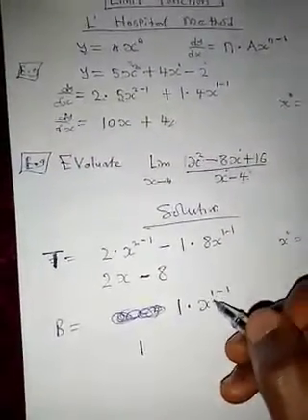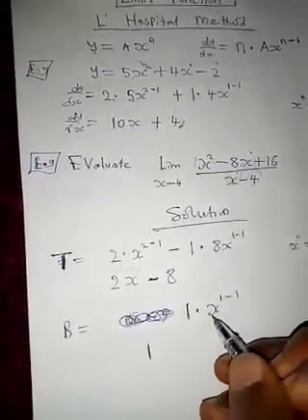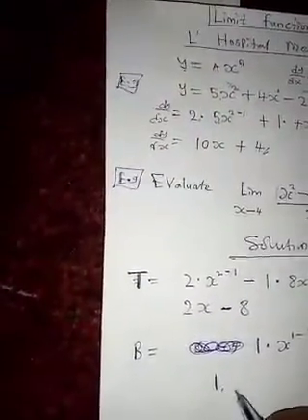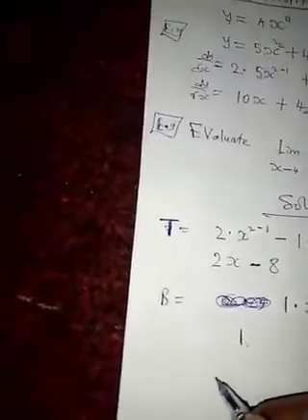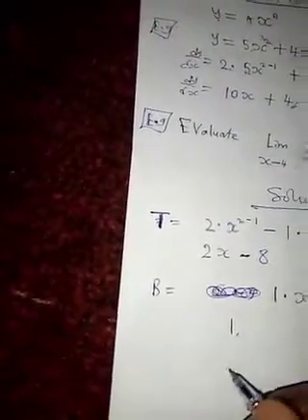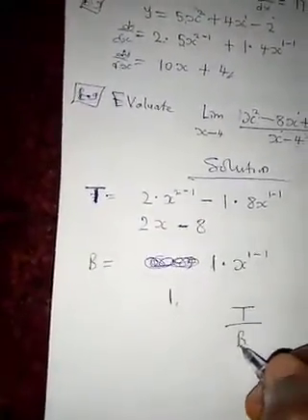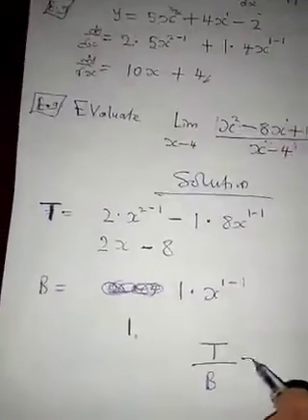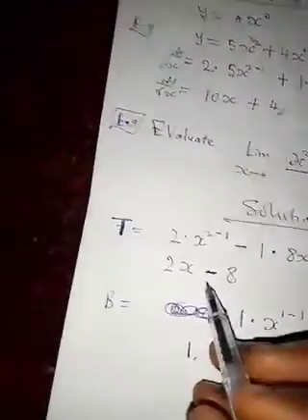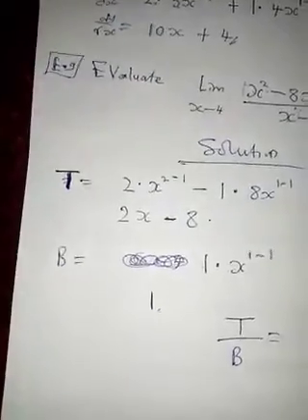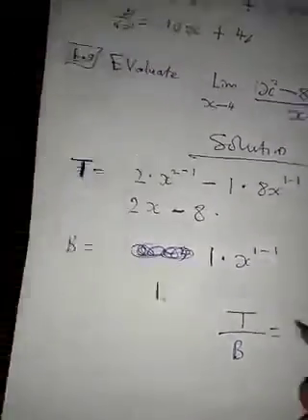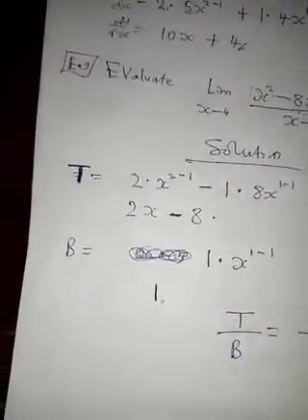This will give us 0, and x having power of 0 will give us 1. 1 times 1 will give us 1. So from the bottom, the question is now in this form, whereby we just divide the top by the bottom. The top is what we have here, which is our 2x minus 8, over the bottom, which is 1.